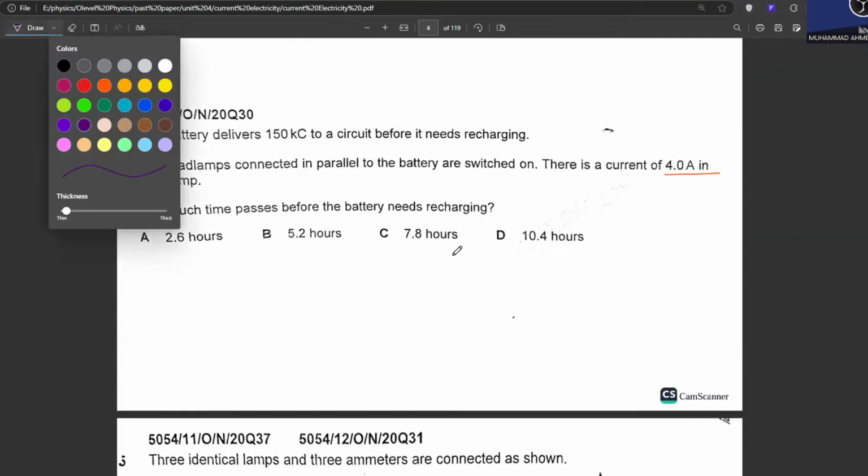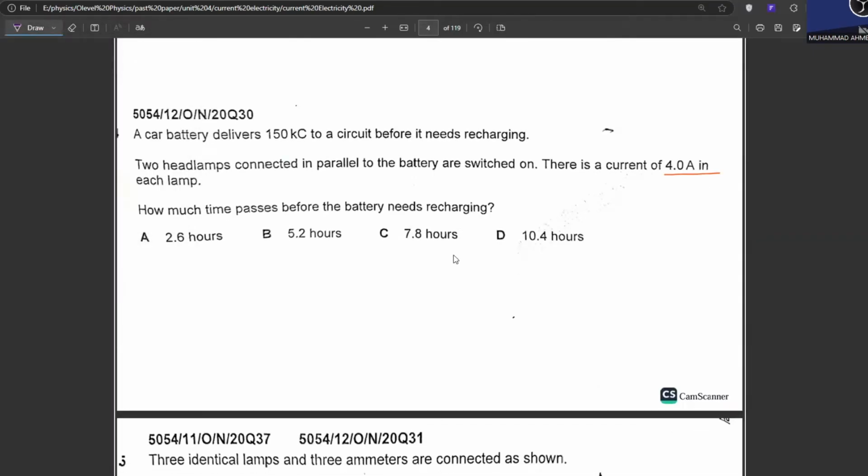Let's see this question. A battery delivers a charge of 150 kilo coulomb, so this is your Q, to a circuit before it needs recharging. Two headlamps connected in parallel to the battery are switched on. There is a current of 4 ampere in each lamp. This lamp has a current of 4 ampere and this lamp also has a current of 4 ampere.